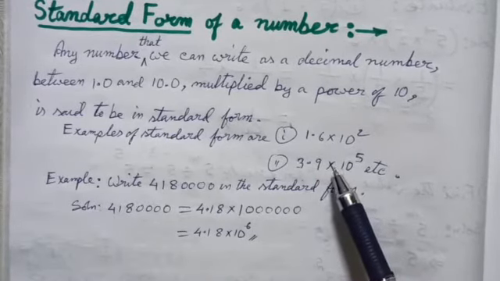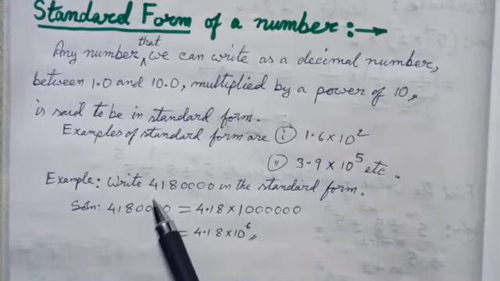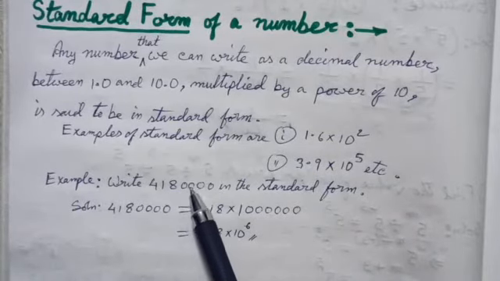Example: write 4180000 in the standard form.